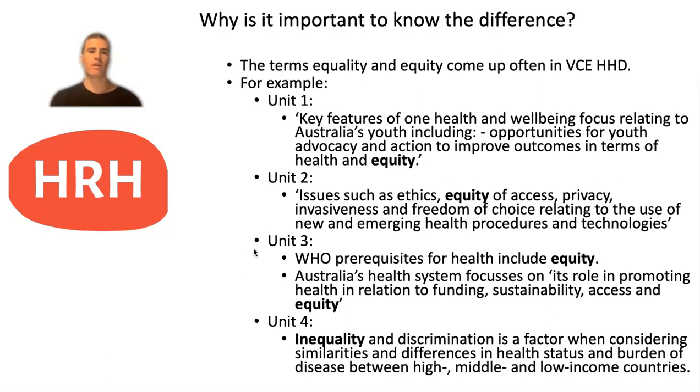Then across Unit 3 and 4, there's the WHO prerequisites for health, obviously in Area of Study 1, and one of those is equity. And then in Area of Study 2, when looking at the Australian health system, and when you're looking at Medicare, PBS, NDIS, and the private health insurance, it also mentions the role in promoting health in relation to funding, sustainability, access, and equity. So you need to be able to link equity to those 4 different parts of the Australian health system.